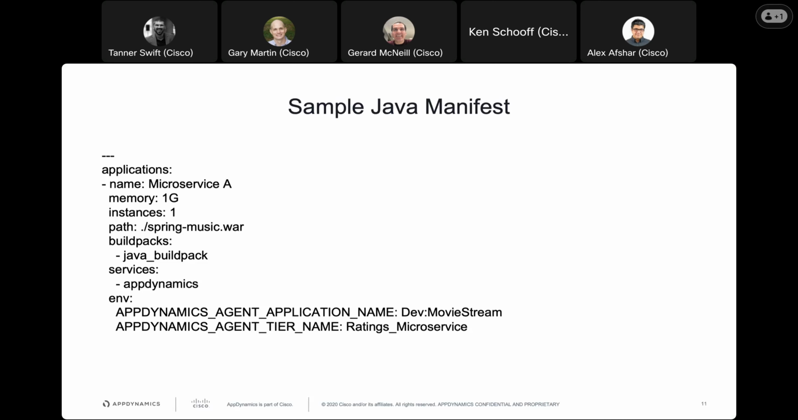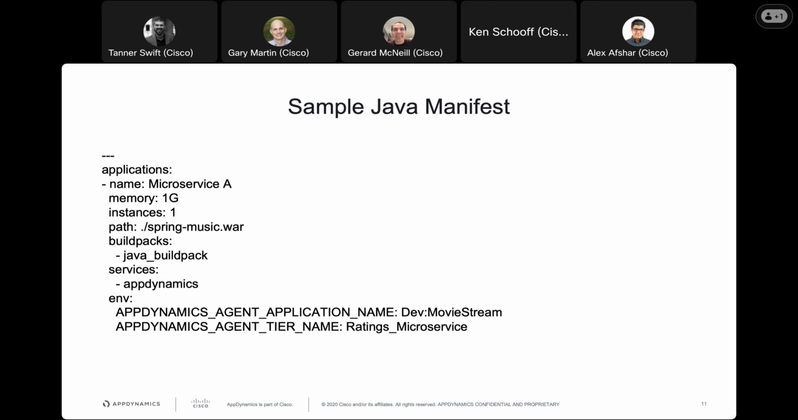If I have a microservice B, a microservice C, a microservice D, and they all support this movie stream application, then in my manifest for each of those microservices, if I add this label, it will appear in the controller under the application name dev movie stream. So in my controller, I have these 11 microservices now, right? Grouped under this one application.